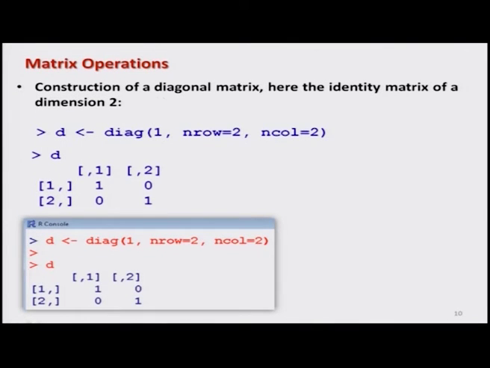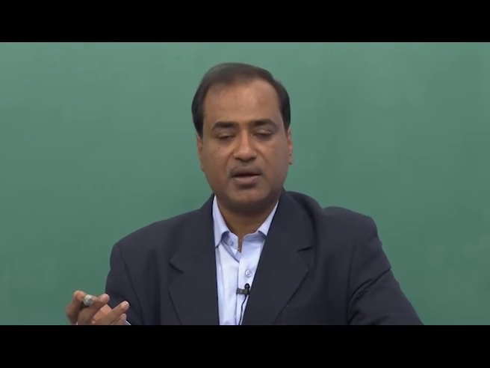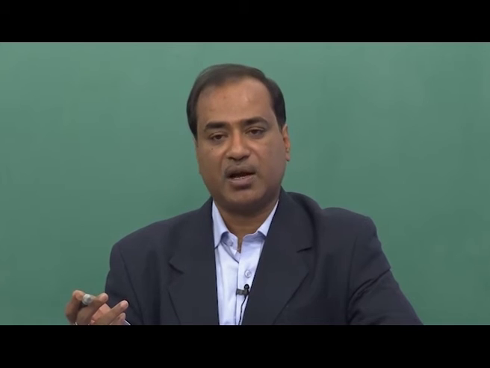Suppose I want to construct a diagonal matrix. What is a diagonal matrix? A diagonal matrix is one in which all the elements on the diagonal are the same and the off-diagonal elements are 0. For example, an identity matrix. The identity matrix is a very popular diagonal matrix in which all the elements on the diagonal are 1 and all the off-diagonal elements are 0.